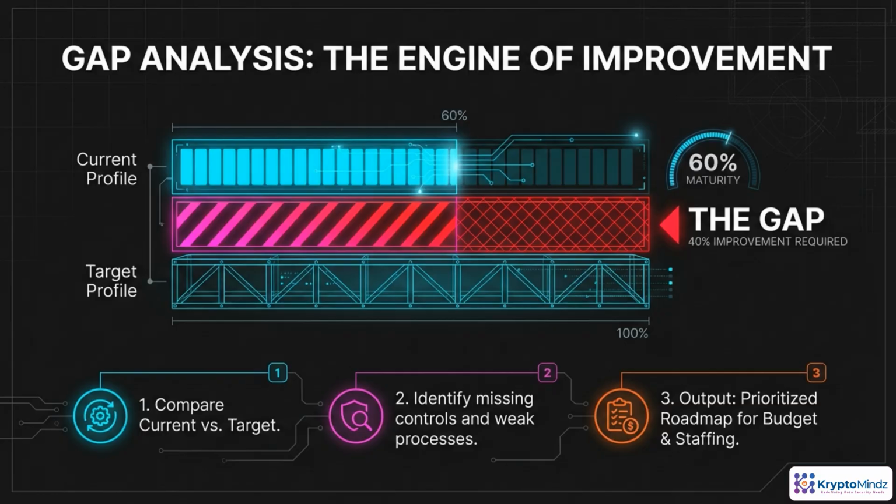Gap analysis is where CSF profiles turn into action. You pair a realistic view of where you are today with a risk-aligned view of where you need to be. The difference between those two is the gap you have to manage. By systematically comparing outcomes, you can point to specific missing controls, weak processes, or under-resourced areas. That analysis then drives a prioritized roadmap for funding, staffing, and sequencing security improvements.